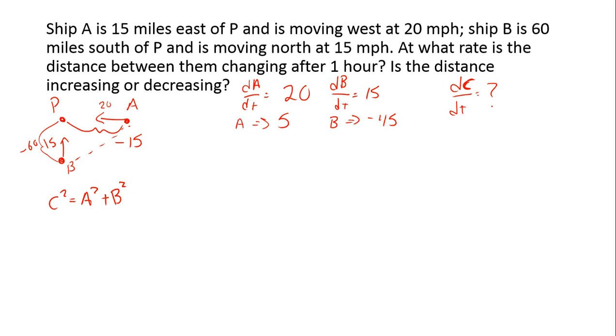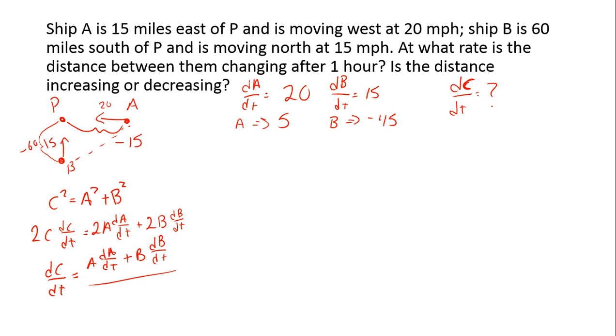Okay, take the derivative of that, getting us 2c dc/dt is equal to 2a dA/dt plus 2b dB/dt. Okay. Now we want to solve for dc/dt. dc/dt is equal to a dA/dt plus b dB/dt, all over, and then I'm just going to jump straight into the square root of a squared plus b squared, which is the distance, which is what c is, again.